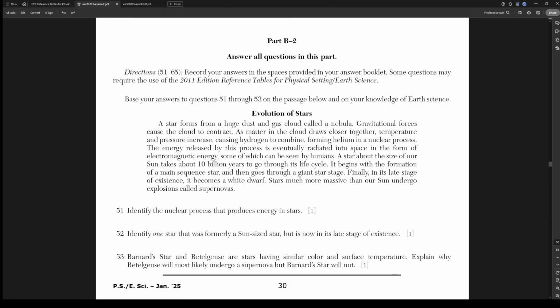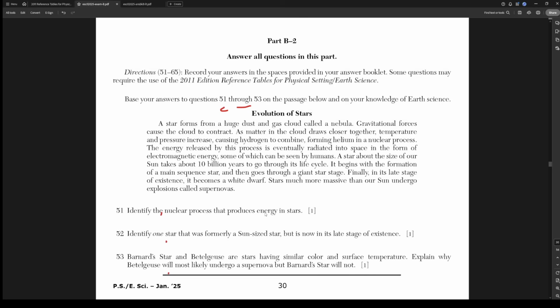All right, question 51 is on the evolution of stars, and they have this paragraph here that says a star forms from a huge dust cloud and gas cloud called a nebula. Gravitational forces cause the cloud to contract. Before I continue reading this, since we know there's 3 questions, 51 through 53, it might be a good idea to read the 3 questions first and then go back and read to see if we could pick out any information.